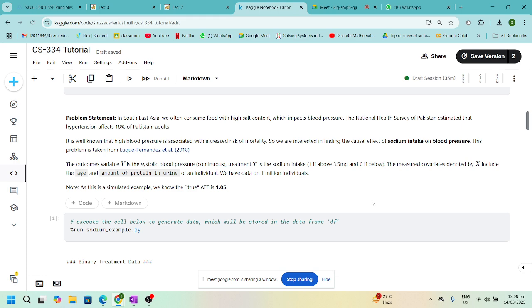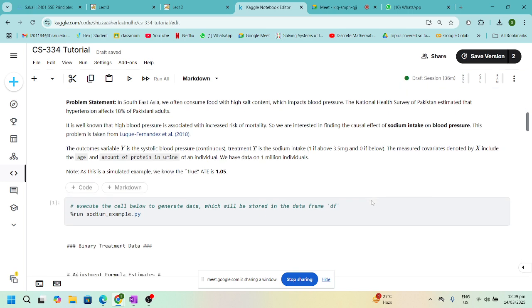All right, so the measured covariates. You have the treatment, sodium intake, and you have the outcome, the systolic blood pressure. And then there are covariates as well. The first covariate is age, because we think that age may be impacting both. And then the second covariate is the amount of protein in the urine of an individual, which has also been measured. We are given the data of 1 million individuals. This is a simulated example, and you already know that the average treatment effect is equal to exactly 1.05. So let's try and hold on to that number as we move on.